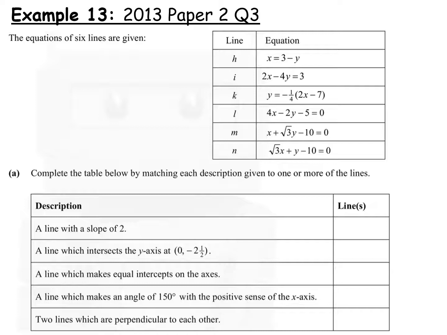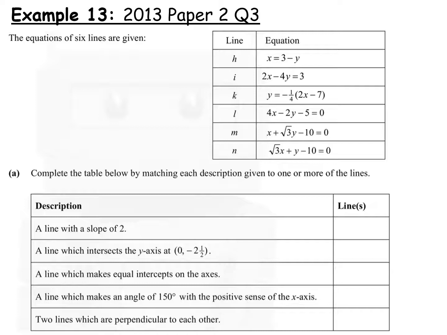The equations of 6 lines are given here. Complete the table below by matching the description given to one or more of the lines. So a line with slope 2, a line with y-intercept (0, minus 2.5), a line that makes equal intercepts on the axes. Okay, so that's kind of interesting. A line which makes an angle of 150 degrees with the positive sense of the x-axis, and 2 lines which are perpendicular to each other. Okay, so a lot of this is talking about slopes.